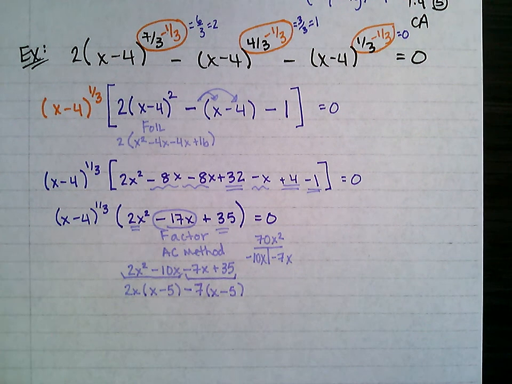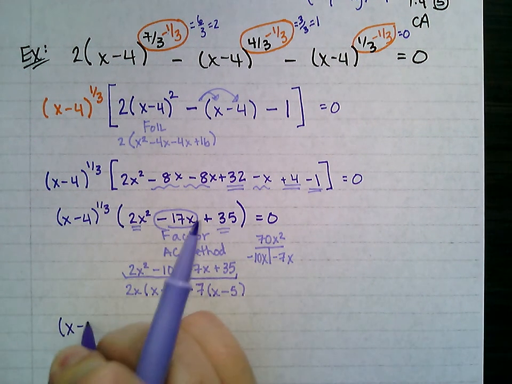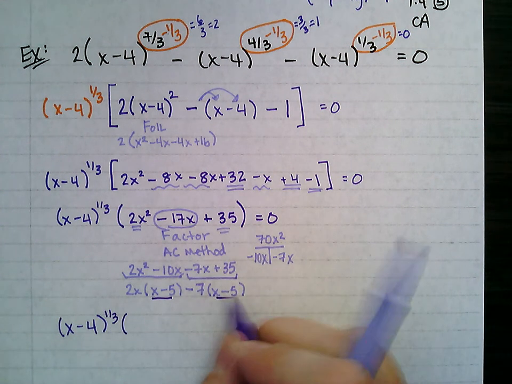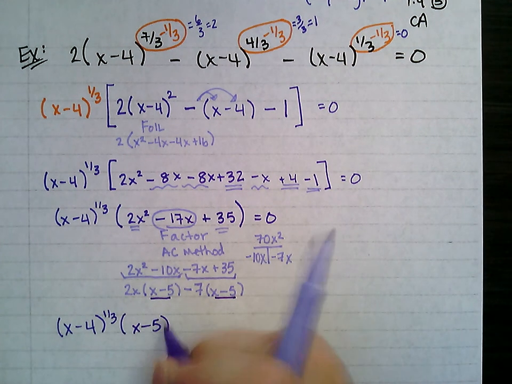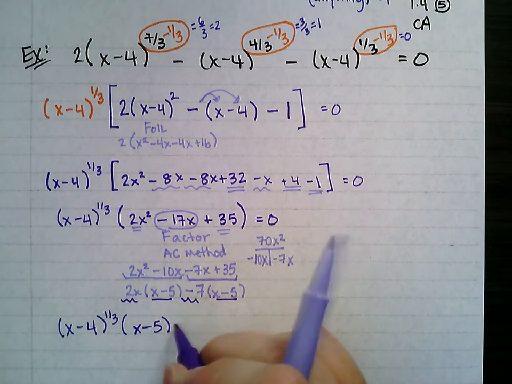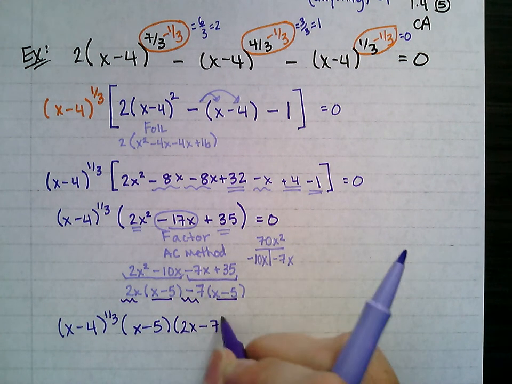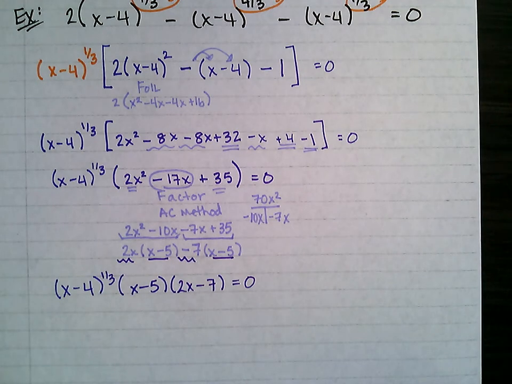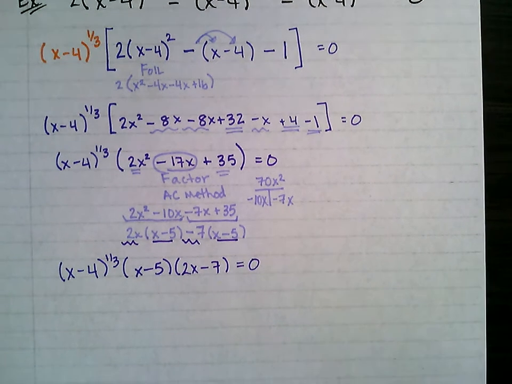So back to the problem, x minus 4 to the 1/3 times the common parenthesis x minus 5 times the GCF's 2x minus 7 equals 0. Holy cow. Okay, now we're ready to solve.